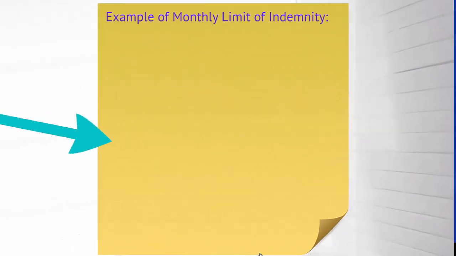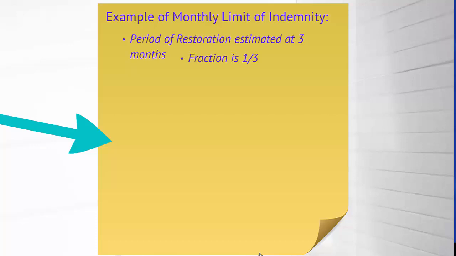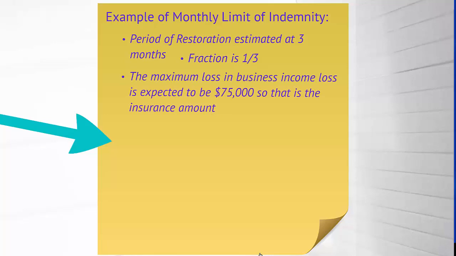Now let's look at an example of monthly limit of indemnity. Let's assume the insured estimates the period of restoration is 3 months. This is based on their belief that it will take them 3 months to restore operations. That generates a fraction of 1/3. 4 months would be 1/4, and 6 months would be 1/6. The maximum loss in business income is expected to be $75,000, so that is the insurance amount. This gives them $25,000 per month.